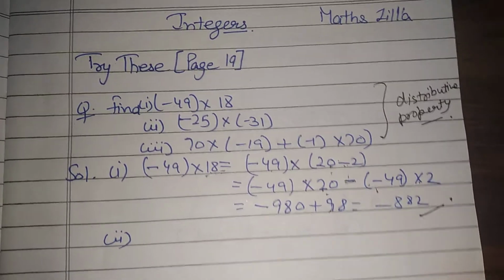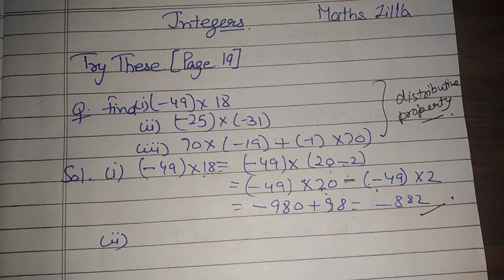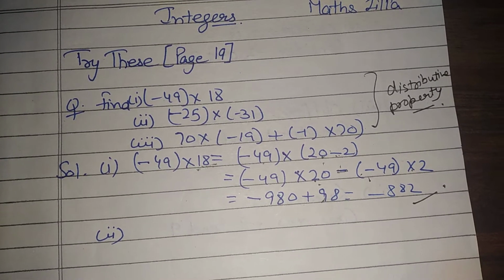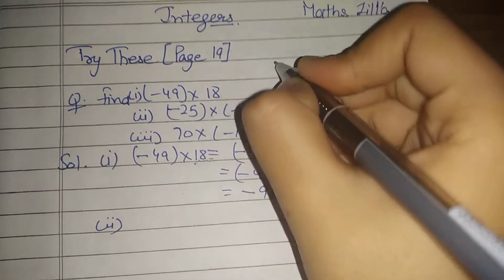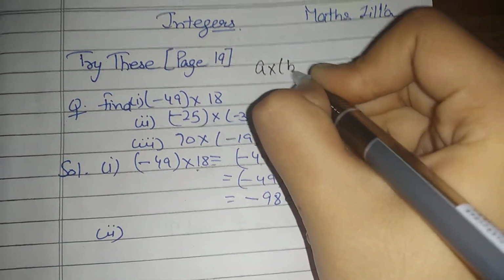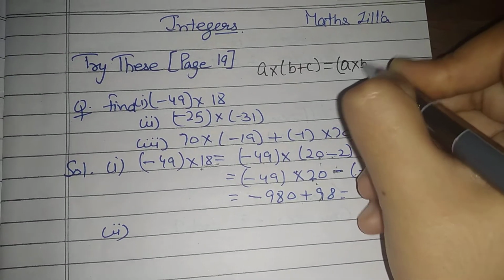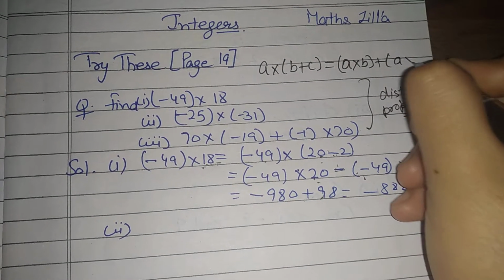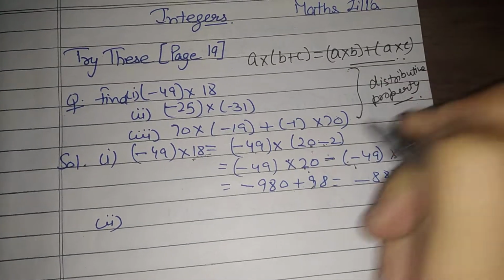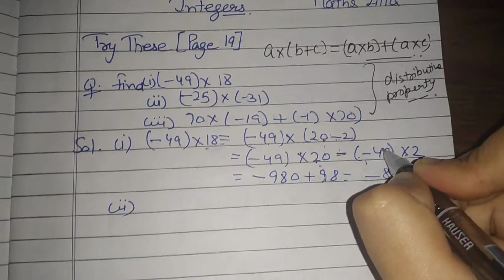I recall the property, the distributive property. It was A cross (B plus C) is equal to A cross B plus A cross C. So I am applying this property here.